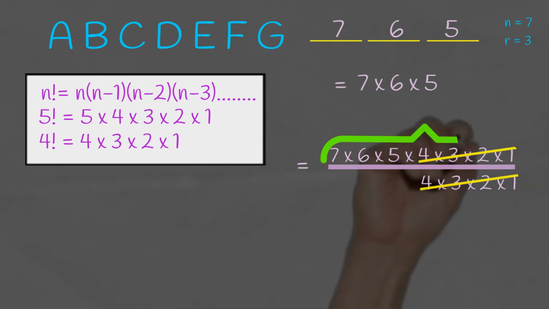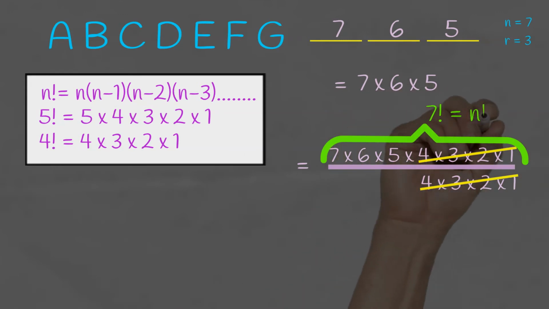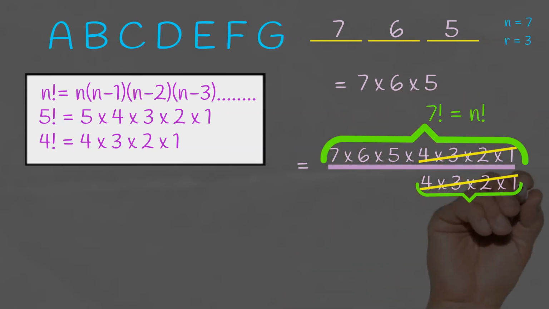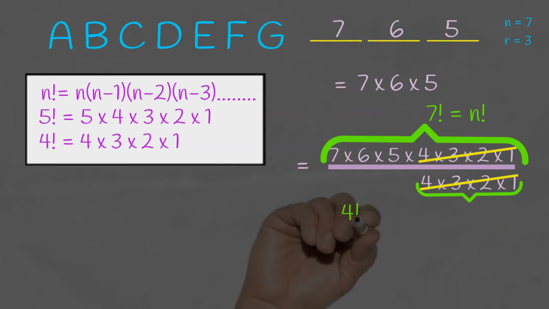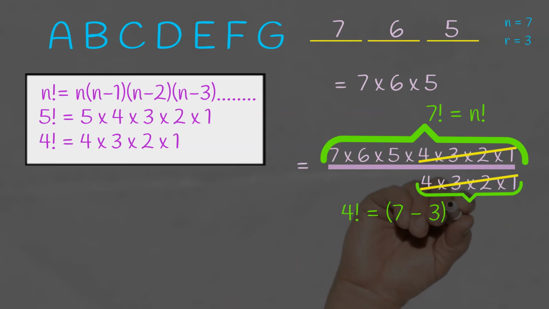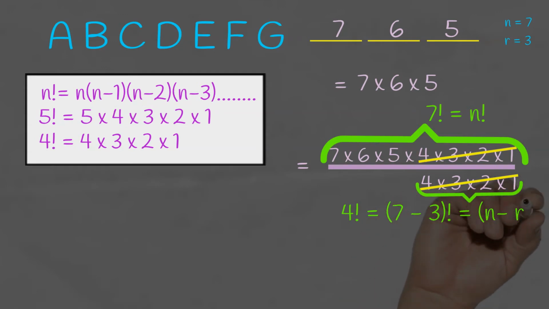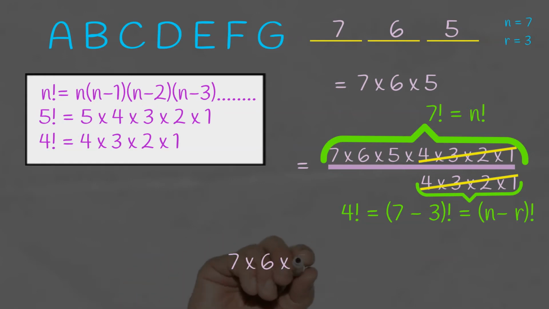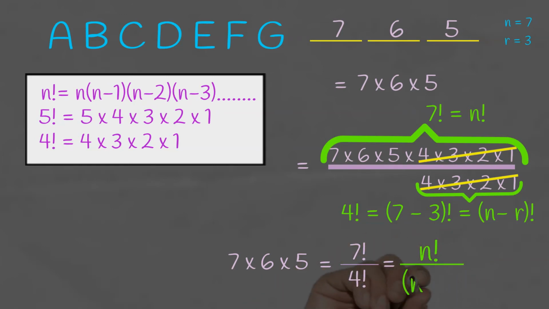And if you look at this, you can see the top is 7 factorial or n factorial, and the bottom is going to be the number on the top minus the number of items that we've chosen, factorial, or 4 factorial, which is 7 take 3 factorial or n take r factorial. I hope that was clear. So this means we can rewrite 7 times 6 times 5 as 7 factorial divided by 4 factorial, which is equal to n factorial over n take r factorial. So hopefully, if you've understood that, you won't have to learn the equation.